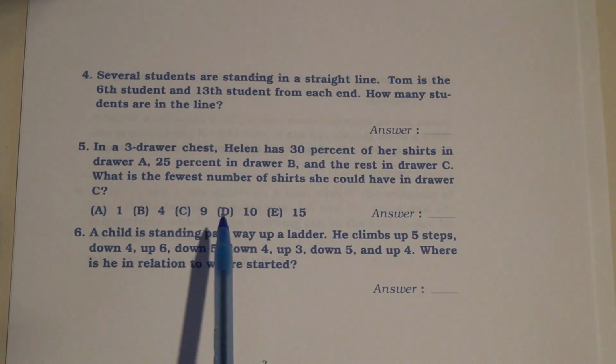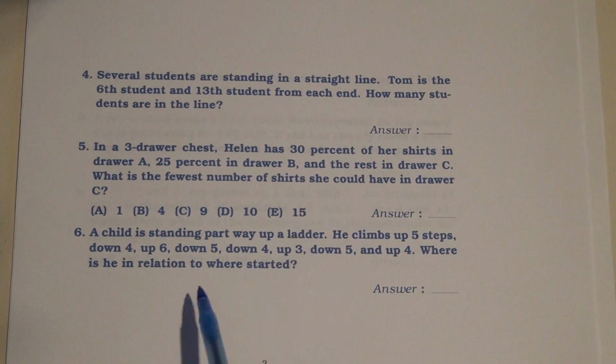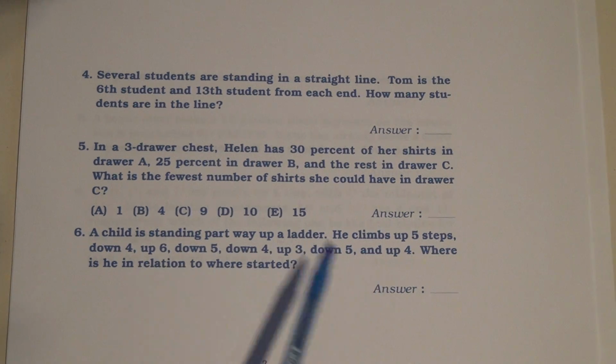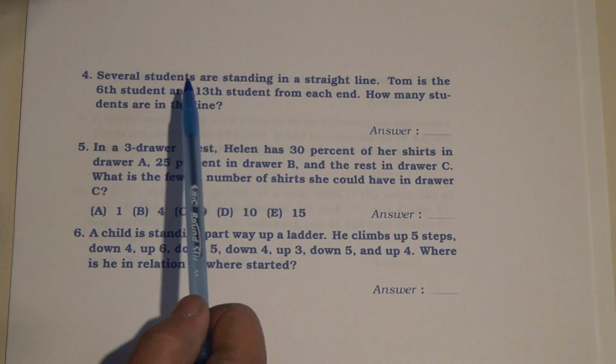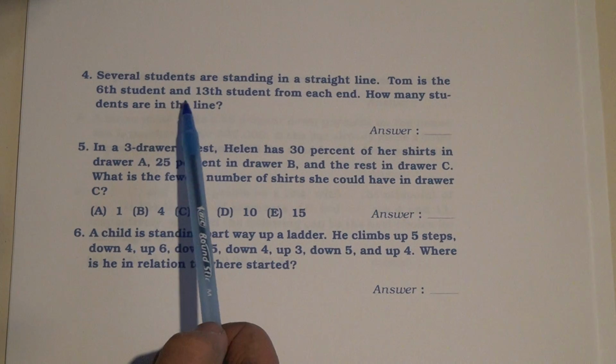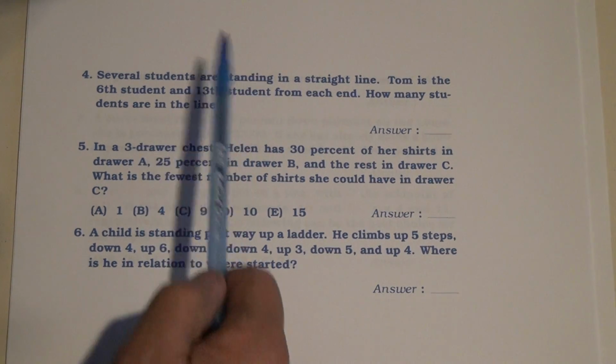Now, number 4, 5, and 6. Let me read it for you, and then you stop the video, okay? When I ask you to stop, you have to stop. If not, my lecture continues, so you can see the explanation. Don't forget that. Number 4: Several students are standing in a straight line. Tom is 6th from one end and 13th from the other end. How many students are in the line?